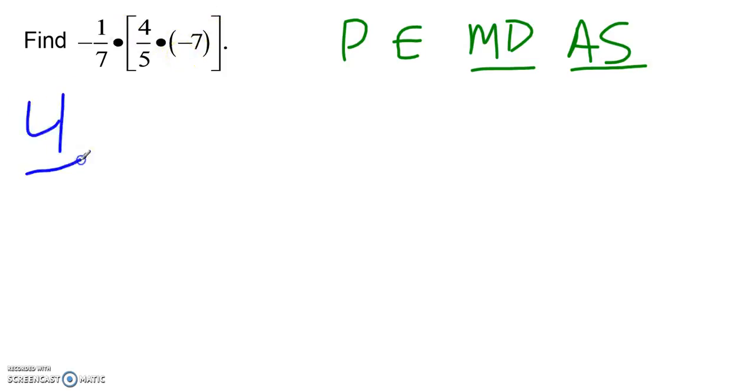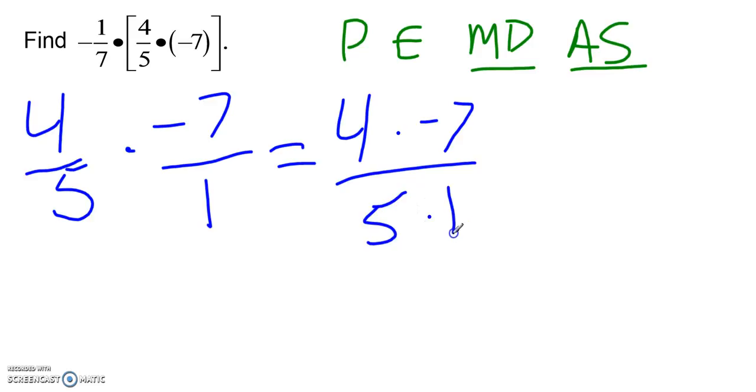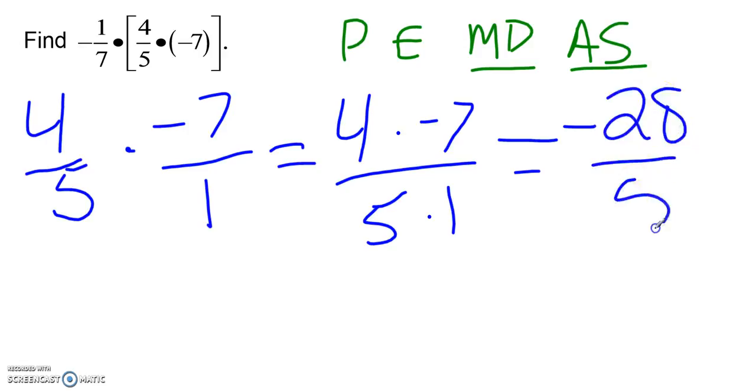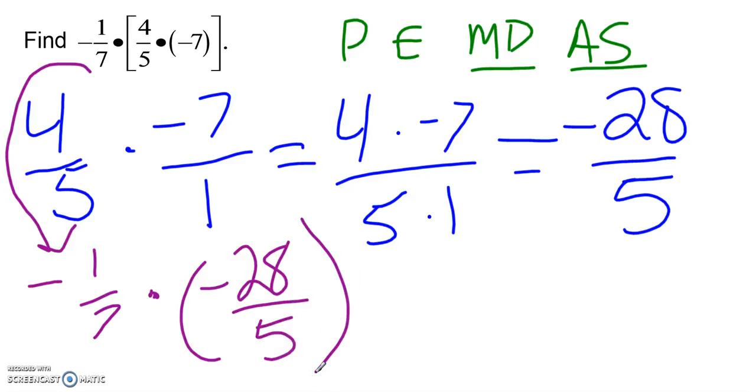So I have 4/5 times -7, but I'm going to put that over 1 just so I can see it better. And so 4 times -7 in the numerator and 5 times 1 in the denominator. That gives us -28/5. And now I am going to do the rest of the problem, which I had to bring down this. So -1/7 times that -28/5 that we just solved for.